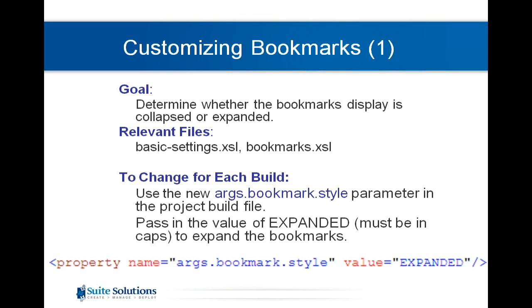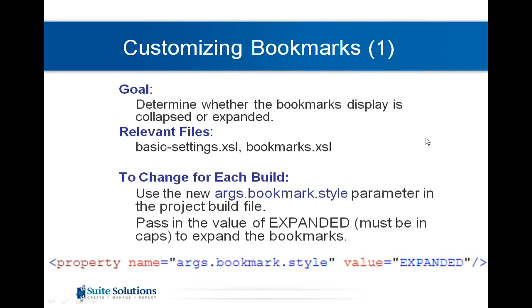So that's the goal. And so which files are affected? Again, this is something that can be set in basic settings, which is nice. It also can be set in the bookmarks.xsl file for more complicated formatting changes. But for our purposes, a combination of basic settings and/or a special parameter in the build should suffice for us. Okay, so we're going to explore both options.